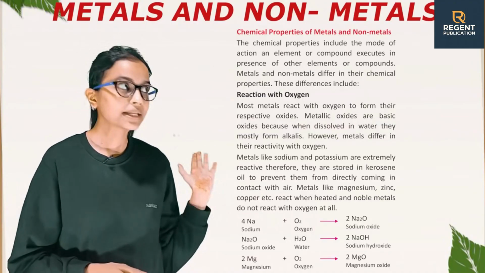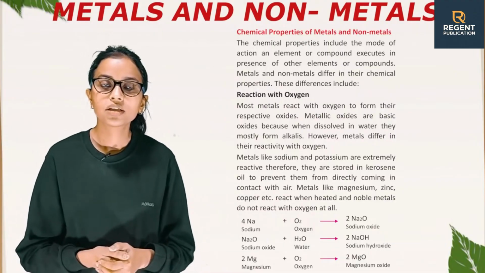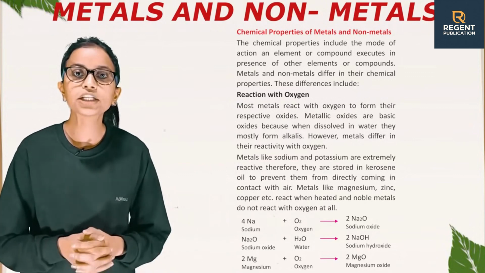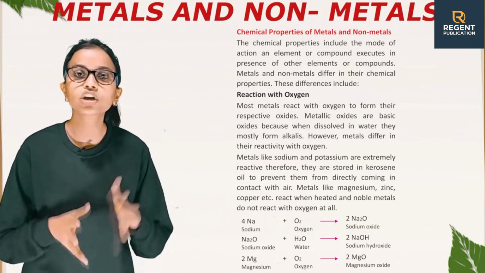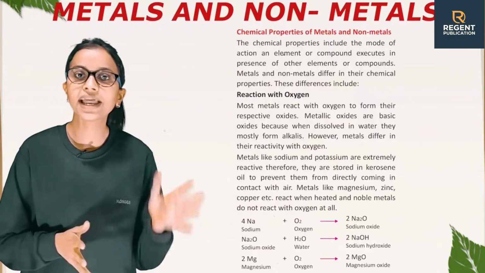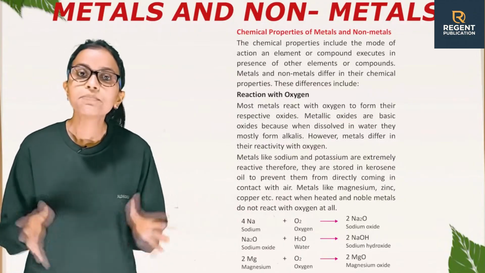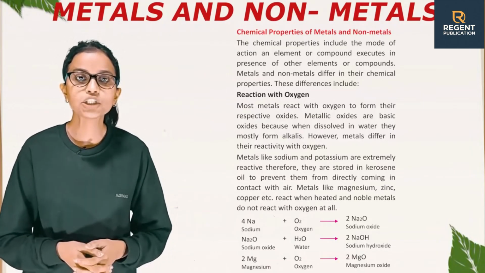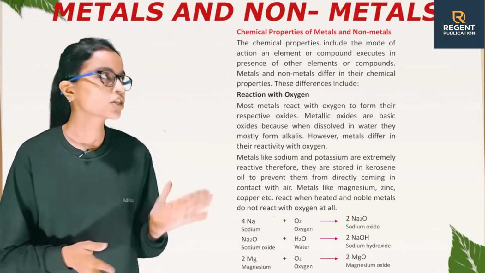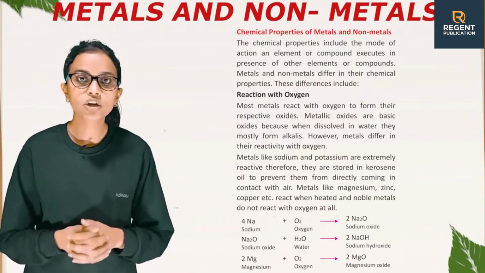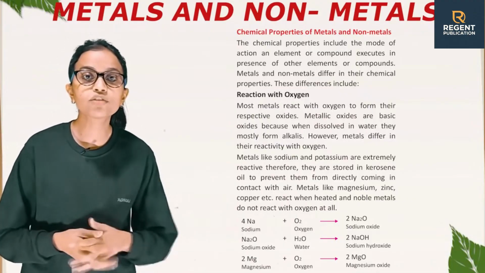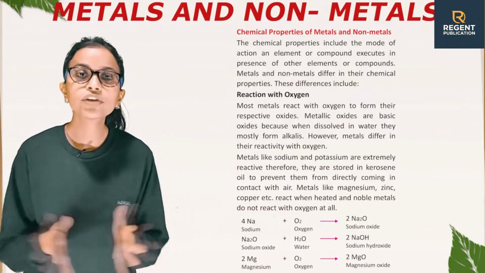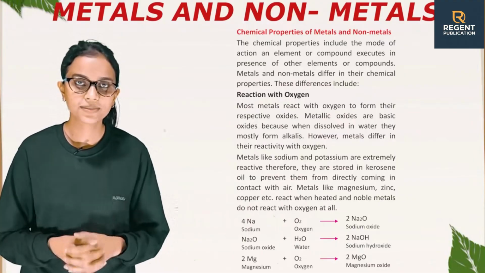Chemical properties of metals and non-metals. The chemical properties include the mode of action an element or compound executes in presence of other elements or compounds. Metals and non-metals differ in their chemical properties. These differences include reaction with oxygen. Most metals react with oxygen to form their respective oxides. Metallic oxides are basic oxides because when dissolved in water, they mostly form alkalis.